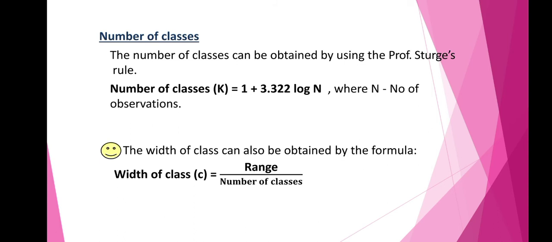Next we will see what is the number of classes. The number of classes can be obtained by using Professor Sturges' rule. Number of classes is equal to 1 plus 3.322 log n, where n is the number of observations. Here we have to make use of logarithm tables. We have a small note here: we can also calculate the width by using this formula, that is width of the class is equal to range divided by number of classes.